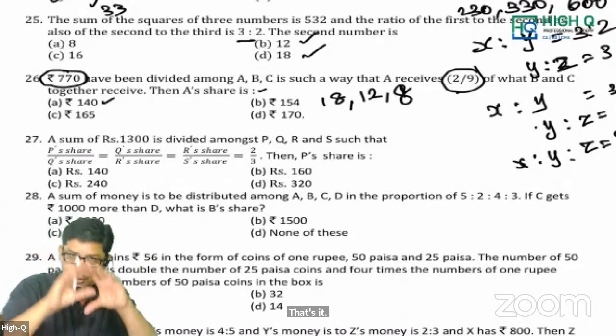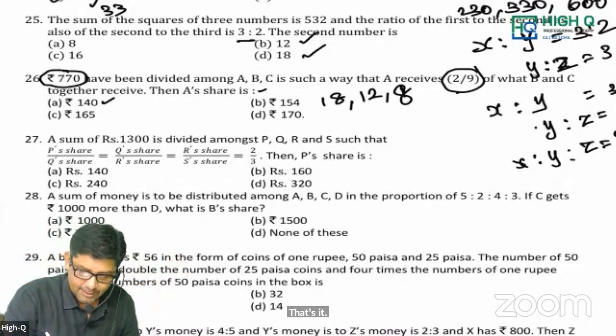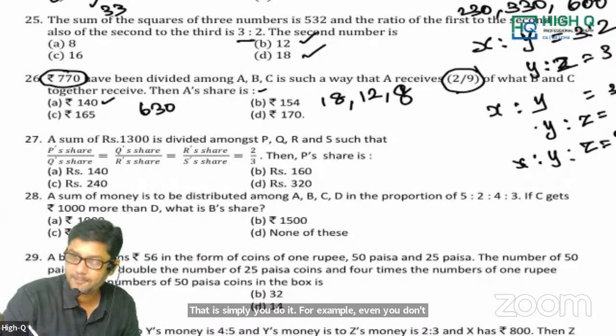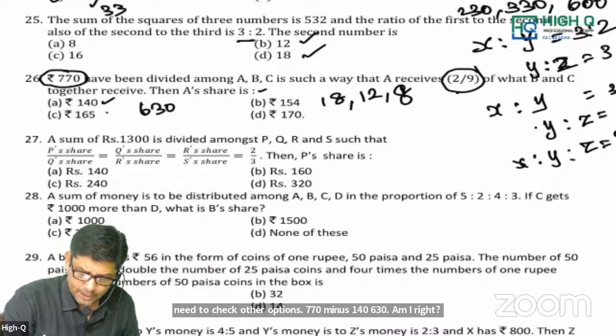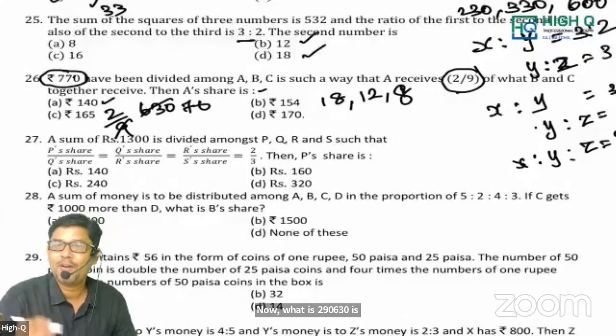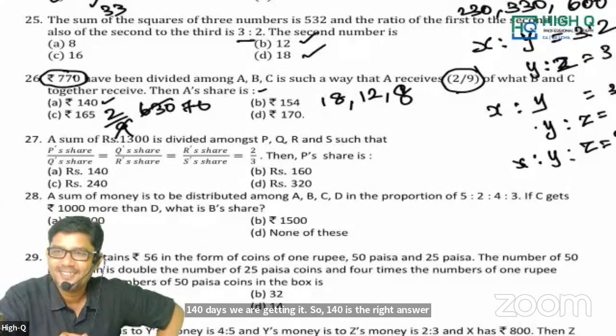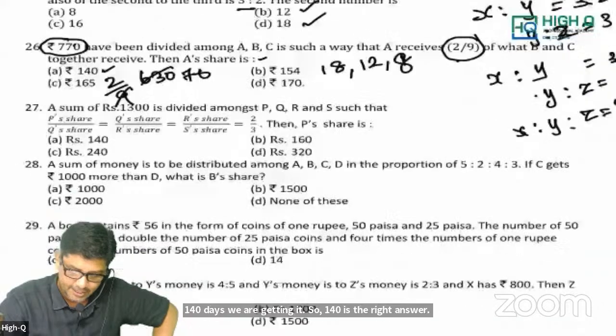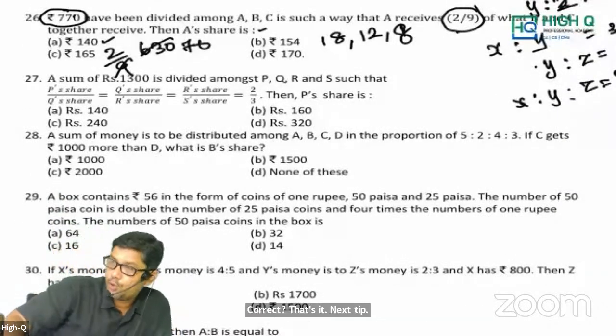Simply you do it. For example, you need not check the other options. 770 minus 140 is 630. Am I right? Okay, 630. Now, what is 2 by 9 of 630? 140. Yes, we are getting it. So 140 is the right answer. Correct? That's it. Next, the 27th sum, I want you to give me the answer, my dear.